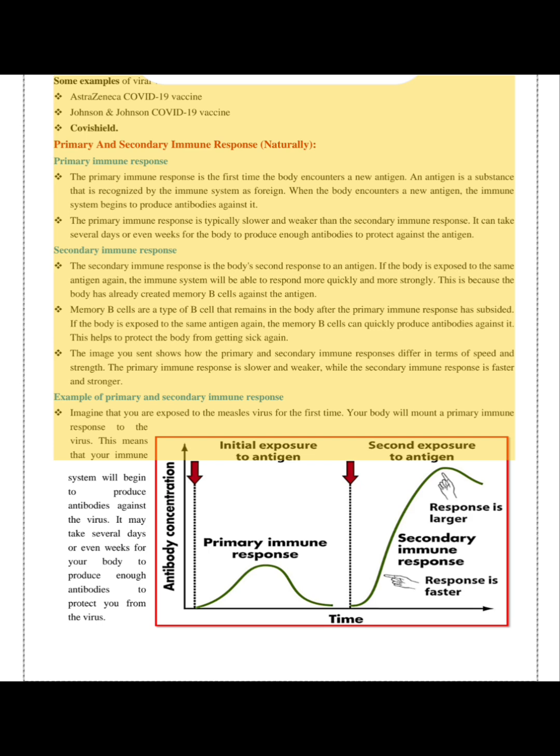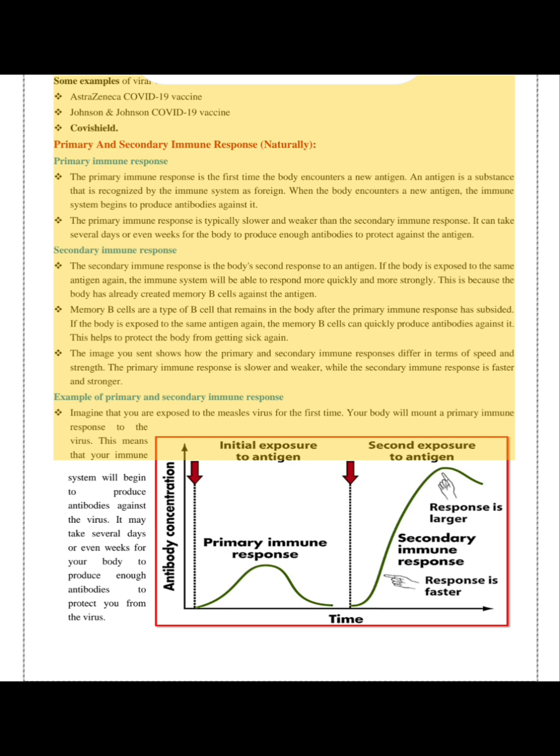Primary and secondary immune response, naturally. Primary immune response. The primary immune response is the first time the body encounters a new antigen. An antigen is a substance that is recognized by the immune system as foreign. When the body encounters a new antigen, the immune system begins to produce antibodies against it. The primary immune response is typically slower and weaker than the secondary immune response. It can take several days or even weeks for the body to produce enough antibodies to protect against the antigen.